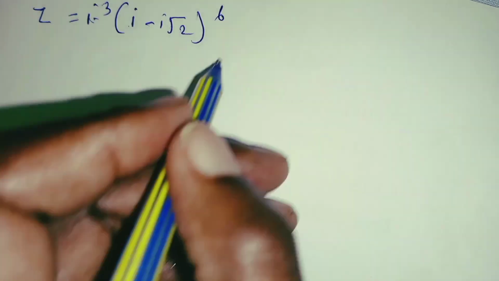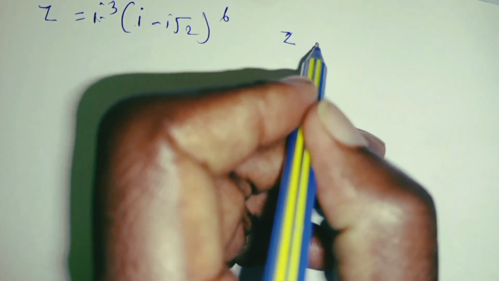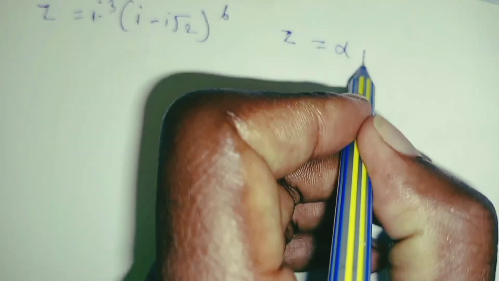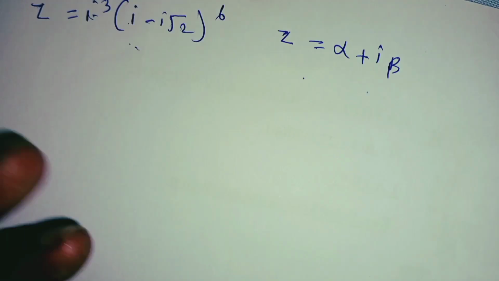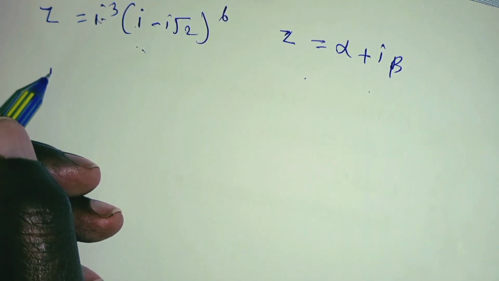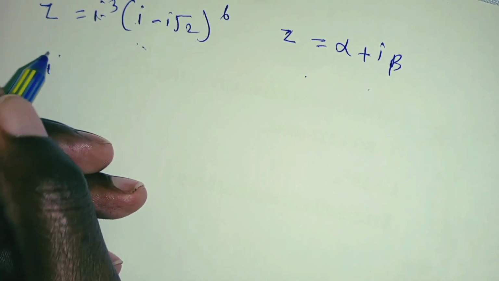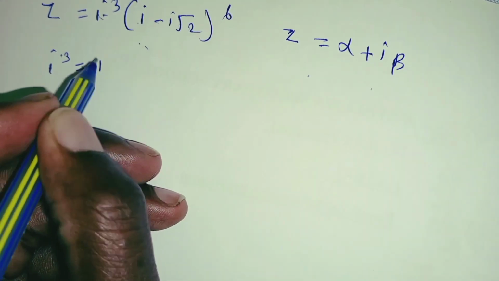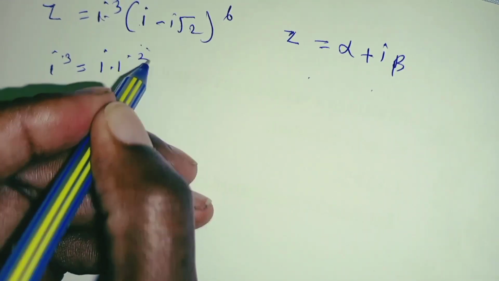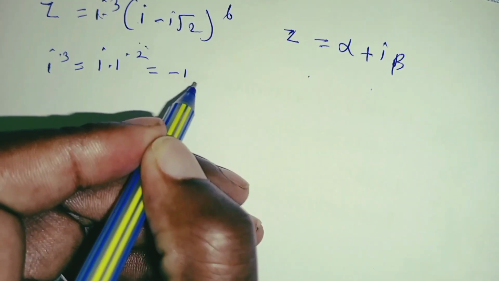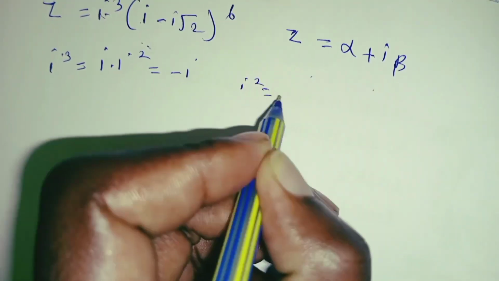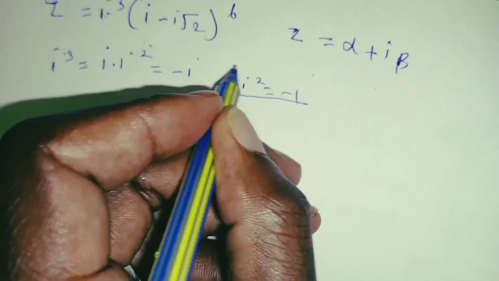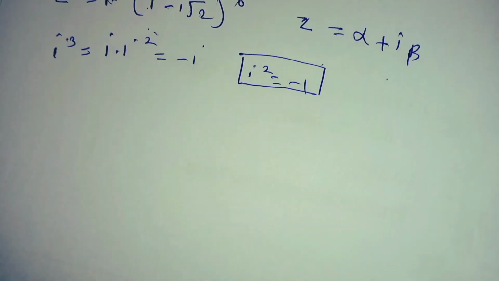A complex number is in standard form if it can be written as z is equal to alpha plus i beta. So the goal is to obtain our alpha and our beta. First of all, we are going to begin by simplifying i cubed, which can be written as i multiplied by i squared, which is the same as negative i, from the fact that i squared is equal to negative 1, which is the definition of a complex number.